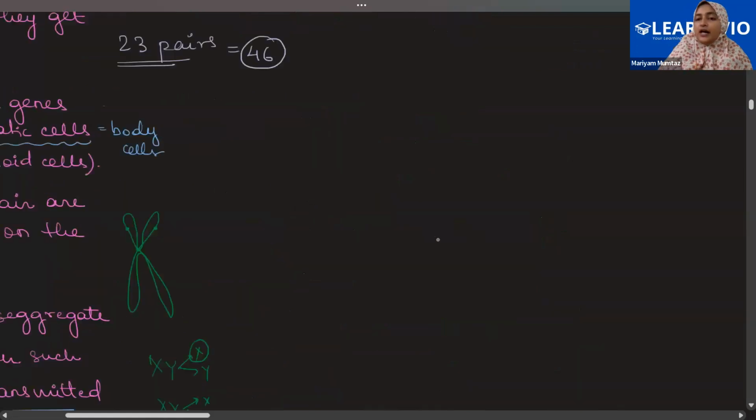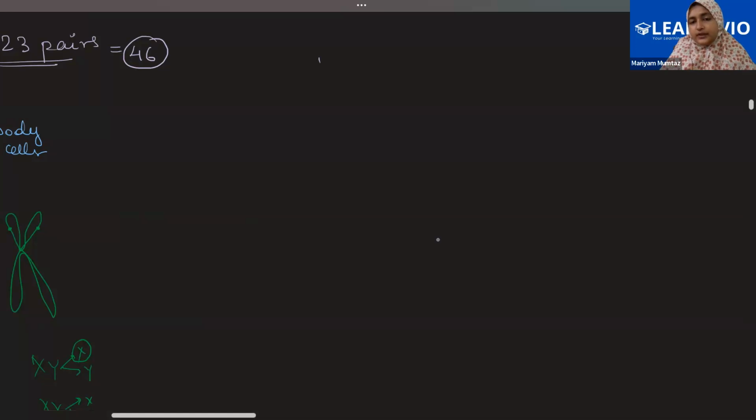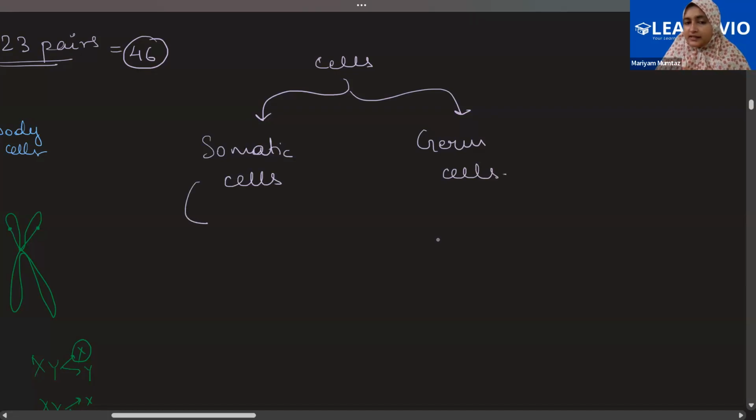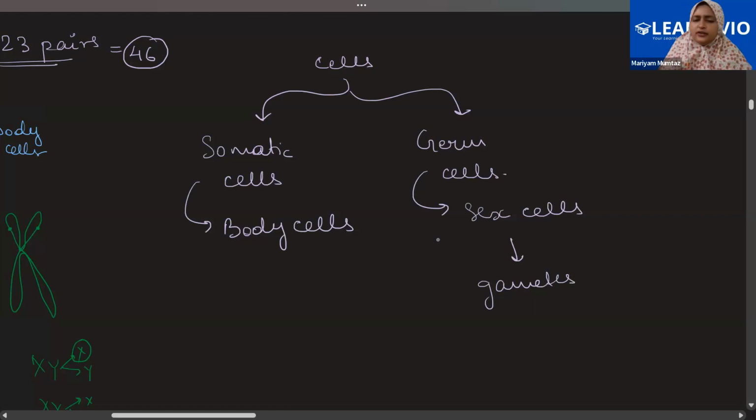Clear? Now see, I'll tell you one thing. The cells that are present in our body are of two types. There are somatic cells, and then there are germ cells. Somatic cells are the body cells. And the germ cells are the sex cells, meaning which will give rise to the gametes. Clear? And these are the normal body cells. So out of the 23 pairs, 22 of them are body cells and one pair is of germ cells. Clear? Yes, ma'am. Any doubts?